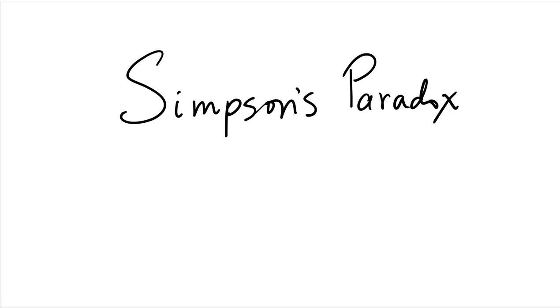Today I want to briefly talk about Simpson's Paradox. Simpson's Paradox is a phenomenon in probability and statistics in which a trend appears in several different groups of data, but disappears or completely reverses when these groups are combined.